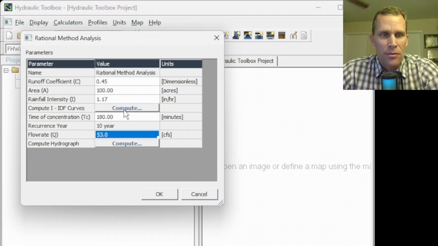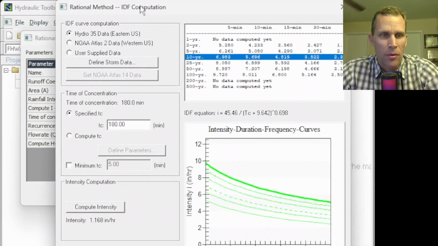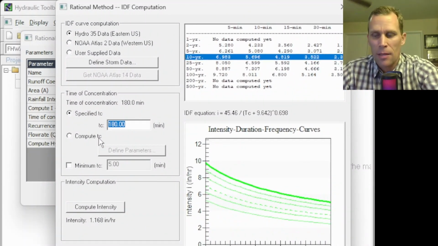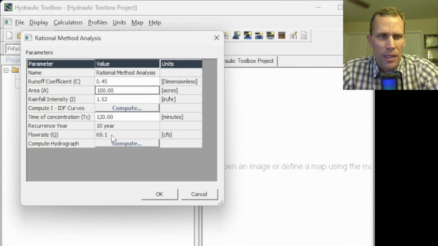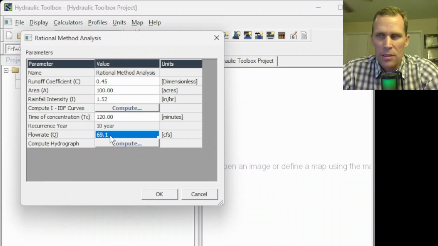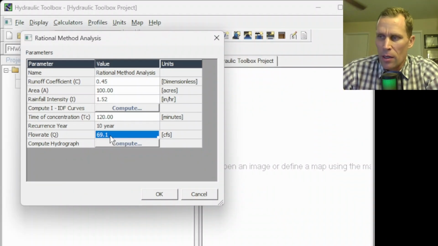So I'm going to go back to the dialog box here, and I'm going to change the time of concentration to something less. So instead of 3 hours, let's go with 2 hours. I'll click on tab, click on compute intensity. It increased up to 1.524 inches per hour. So I'll click on done. Now we're up to a flow rate of 69.1 CFS. Still quite a bit off our target of 108.6.